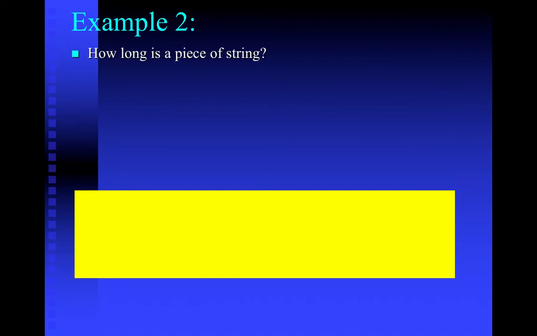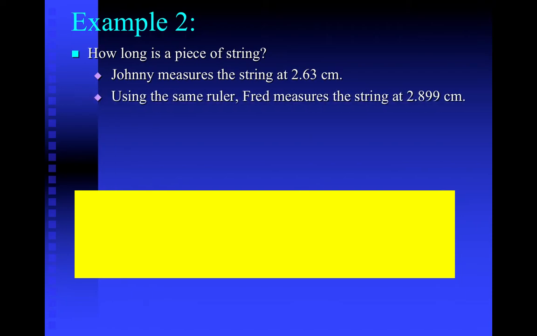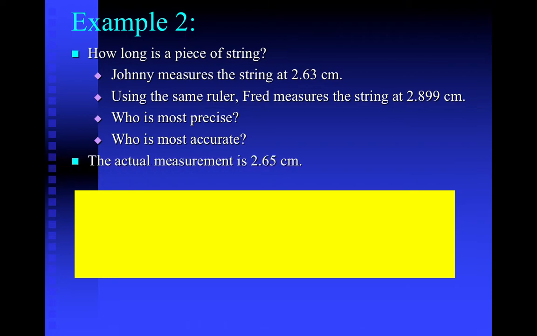So in this next example, let's say that we have two people that measure a piece of string. Johnny measures a piece of string as being 2.63 centimeters long. Then Fred uses the same ruler and measures the same piece of string and gets 2.899 centimeters. So they clearly got different readings. Who's more accurate and who's more precise? To evaluate the accuracy, we have to know that the actual measurement is 2.65 centimeters.